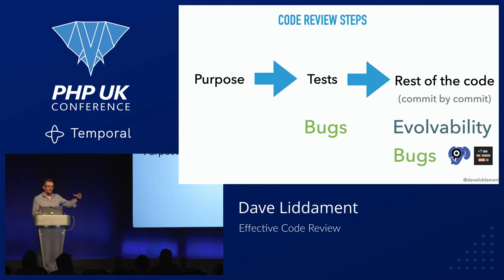They might say, I just think we need to change the code in this way so that PHPStan or Psalm have greater understanding of it. And then that goes back to the developer. And while they're making their change, it might be that the static analysis uncovers a bug, which they then fix before giving it back to you.